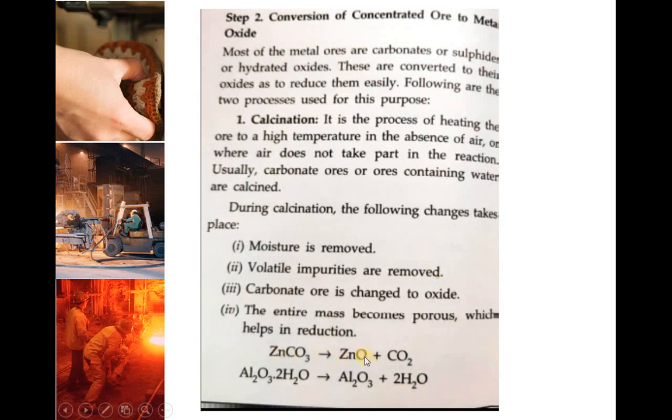So here, zinc carbonate gives zinc oxide, and aluminium hydroxide gives aluminium oxide plus water, meaning the water is removed.